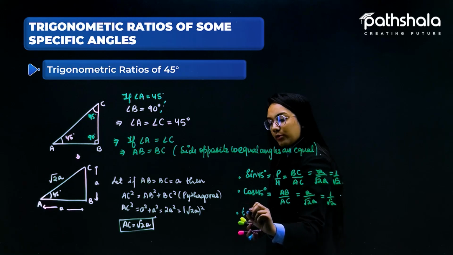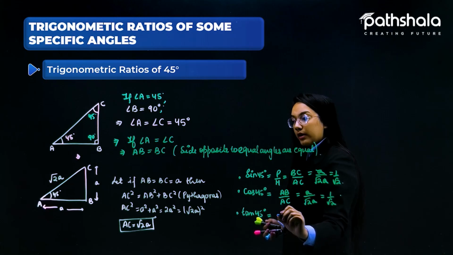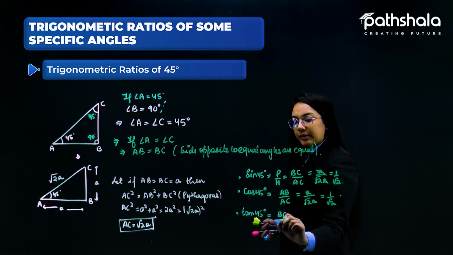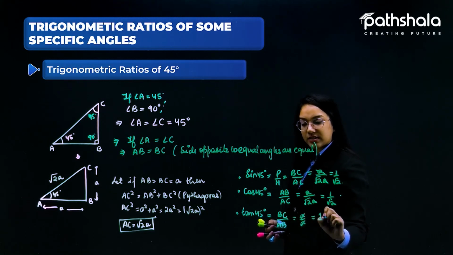Now let us suppose I am talking about tan 45 degree. Tan 45 degree is perpendicular by base. So this would be nothing but BC divided by AB. So this is nothing but A by A, which get cancelled with each other. This is nothing but 1.